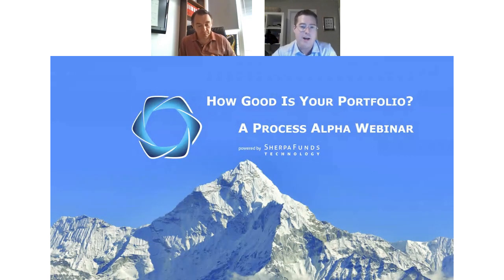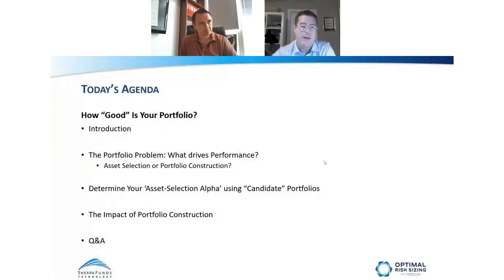What Richard and I are going to talk about are ways to think about and visualize your portfolio from an asset selection quality perspective, how good is your asset selection, and from a portfolio construction perspective. So how we can break that down into two different pieces and query and analyze both pieces to improve our decision-making process.